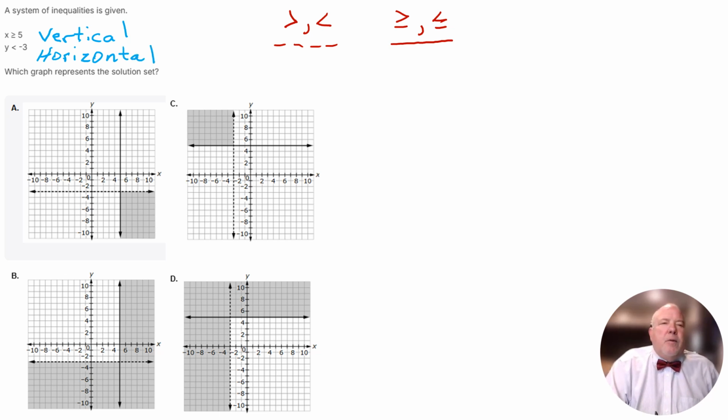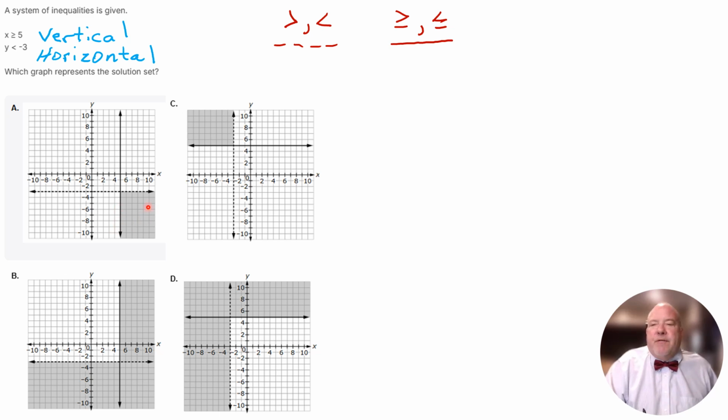Okay, so the x greater than or equal to 5 is a vertical line, and it's a solid line, and it goes through 5 on the x-axis. So if I look at my answers here, here's a vertical line going through 5 on A. B has that also. C and D do not. So my answer is either A or B.